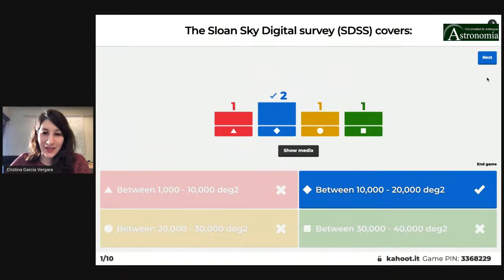Okay, not all of you answered the question. It was a hard one, but the right answer is this one. Actually, Sloan covered around 15,000 square degrees.